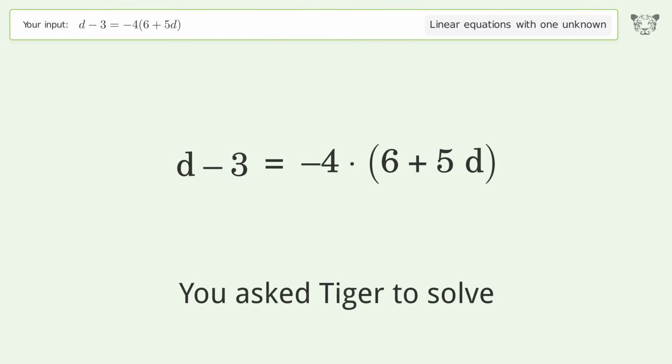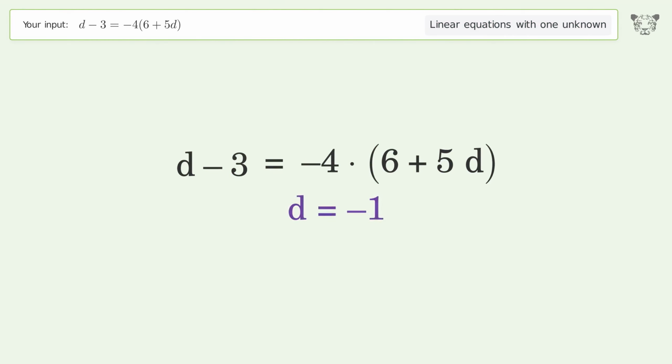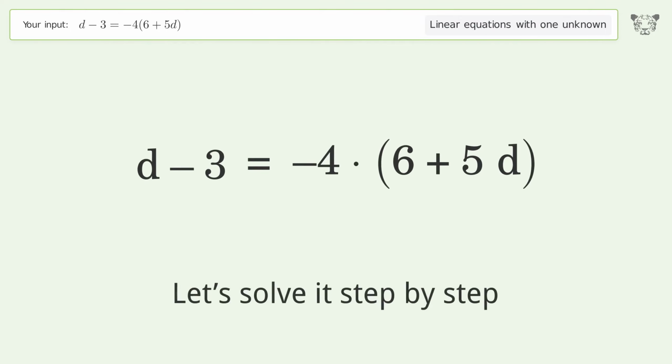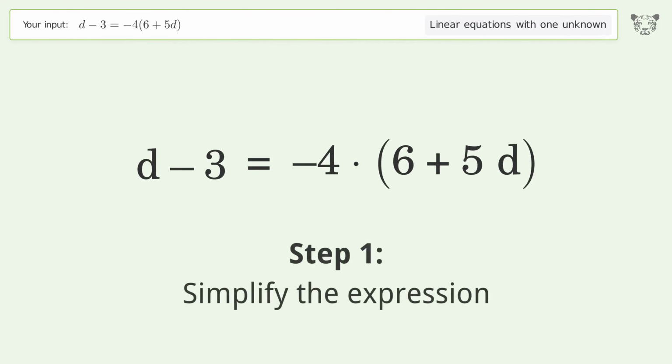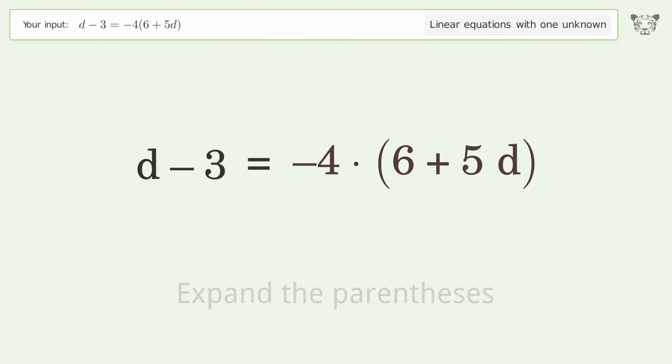You ask Tiger to solve this. This deals with linear equations with one unknown. The final result is d equals -1. Let's solve it step by step. Simplify the expression. Expand the parentheses.